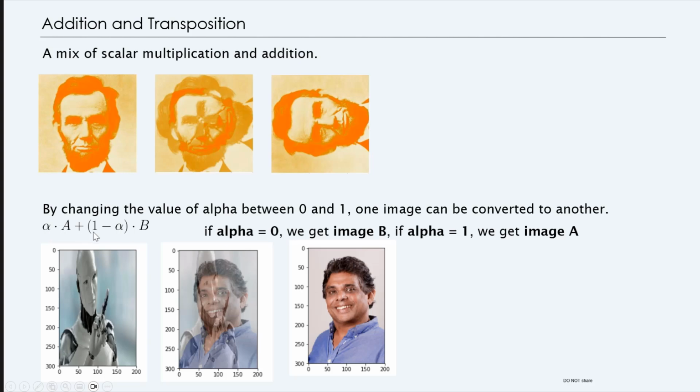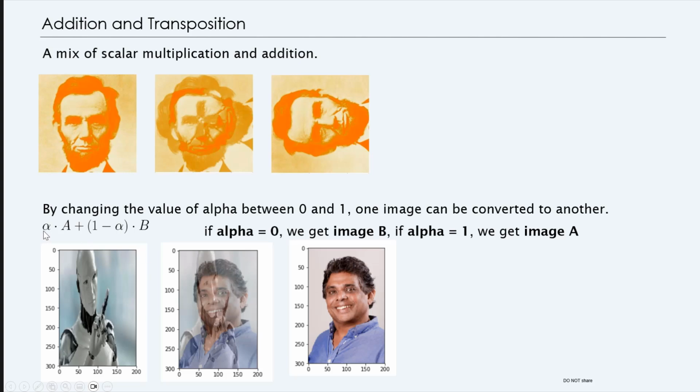Here, if you form an expression like alpha times A plus (1 minus alpha) times B, if alpha equals 0, then what you get is B. If alpha equals 1, you get A. Therefore, if this image is A, this image is obtained when alpha is 1, and if this is B, then this image is obtained when alpha is 0. And this is kind of in between.